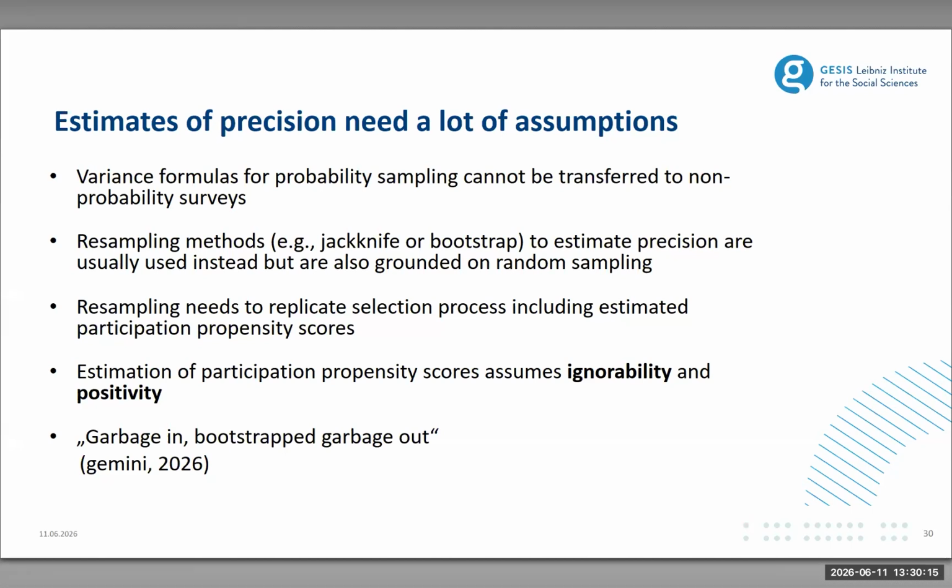But again, these propensities must be really, really well estimated, and we need to have all the information in there, why people do participate. And again, this probably will never hold. So ignorability and positivity, again, are challenged here as well.